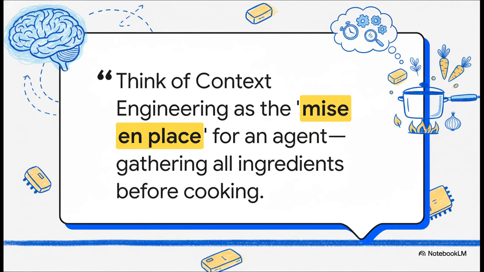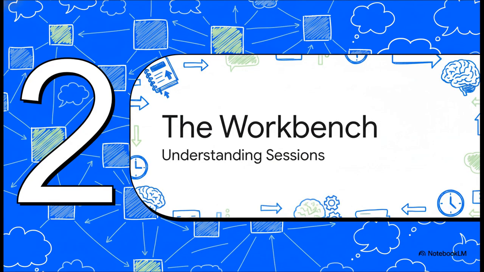I just love this analogy. Think about it. A great chef doesn't just start randomly cooking. No, first they do their mise en place. They get all their ingredients chopped, measured, and organized. That's exactly what context engineering does for an AI. It makes sure the model has all the right, high-quality information prepped and ready to go so it can deliver a brilliant result.